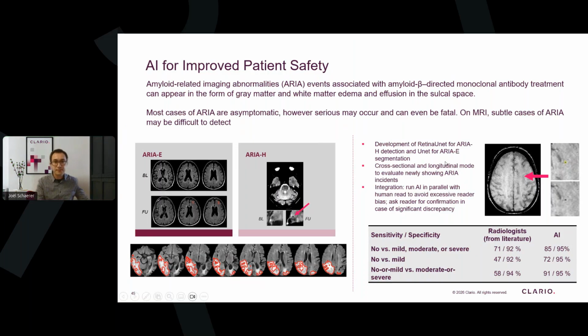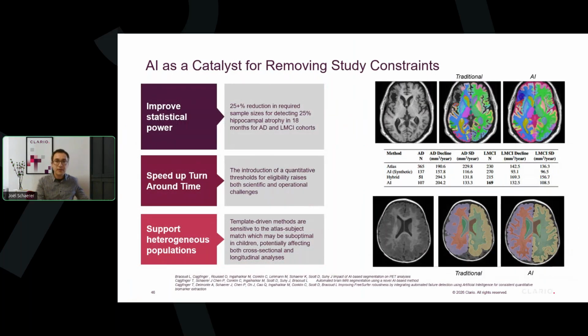Slide. AI can also go beyond read assistance and act as a catalyst for removing study constraints. A first example of this is improving statistical power. We trained a brain segmentation AI model, and we saw a 25% reduction in required sample sizes for detecting atrophy over traditional image processing methods. And this goes beyond image segmentation and volumetry, since brain segmentation is used everywhere in imaging for other biomarkers such as DTI or fMRI.